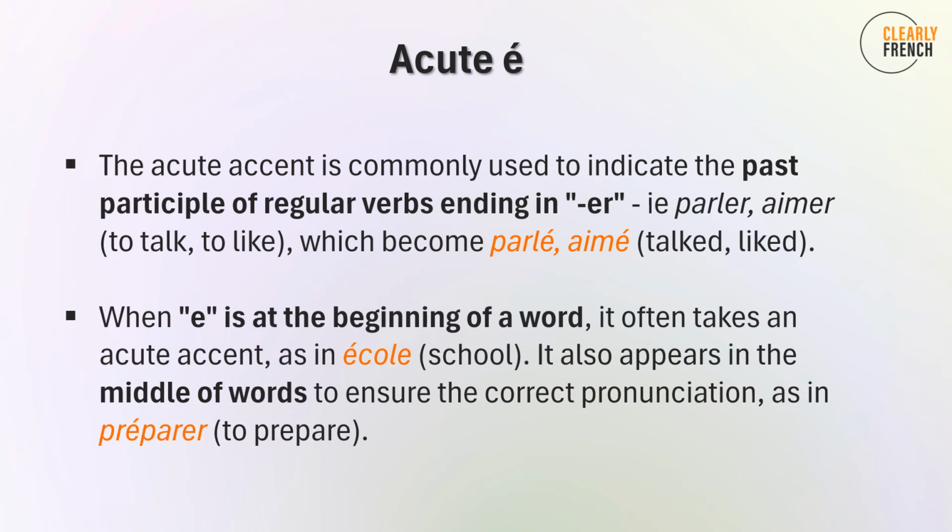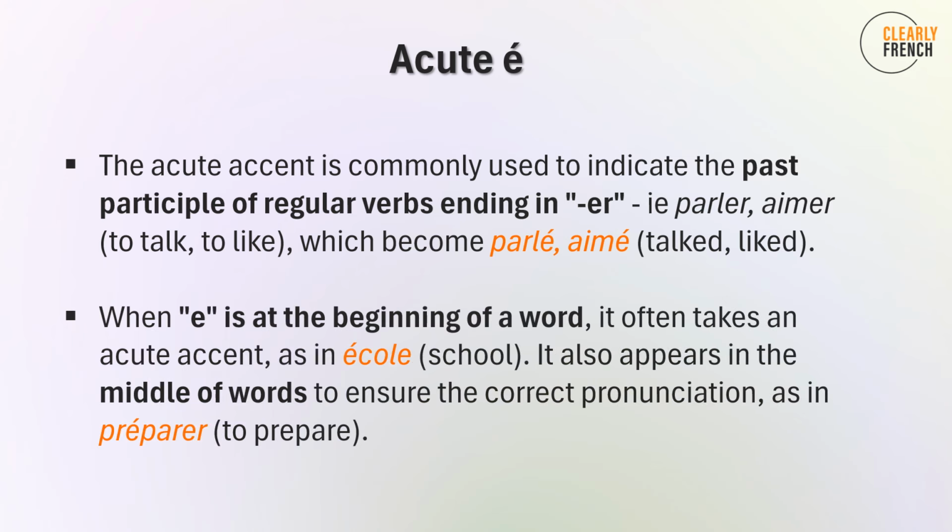The grave accent is commonly found on the E in many nouns and adjectives to indicate an open E sound, especially before a silent final E. For instance, père, which is father, and mère, which is mother, have an accent to ensure the correct pronunciation of the E as an open E.